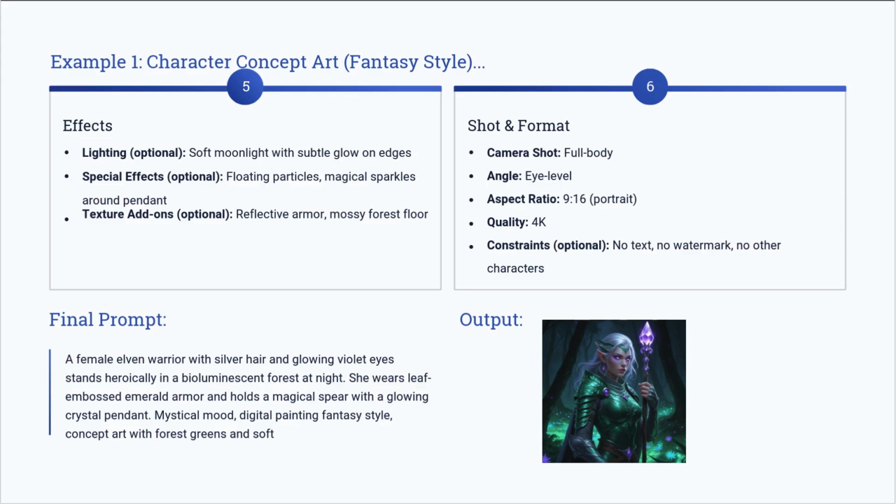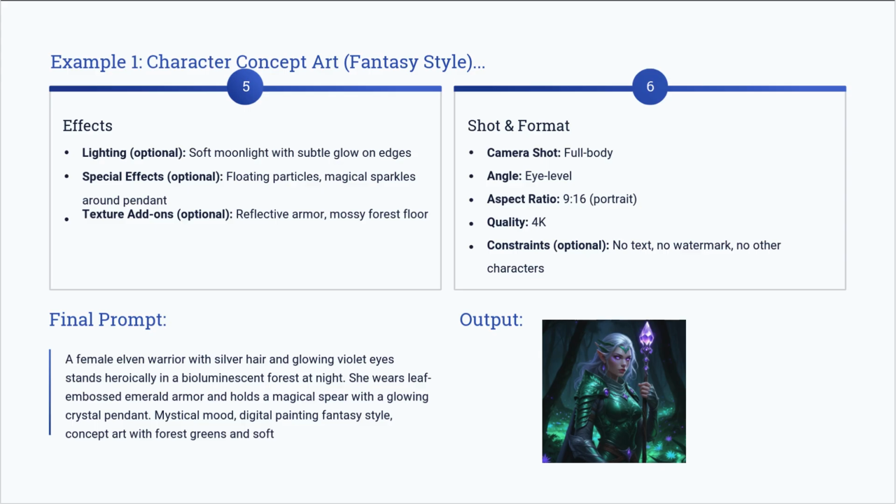Shot and format: we're framing this as a full-body shot to showcase the character design. Eye-level angle to keep the viewer connected and grounded. A 9:16 portrait ratio, ideal for vertical platforms. 4K quality for sharp, professional resolution. Constraints: no text, no watermark, no other characters, keeping the focus purely on our main subject.